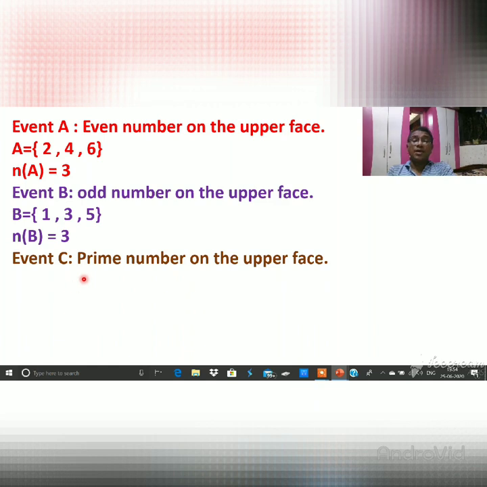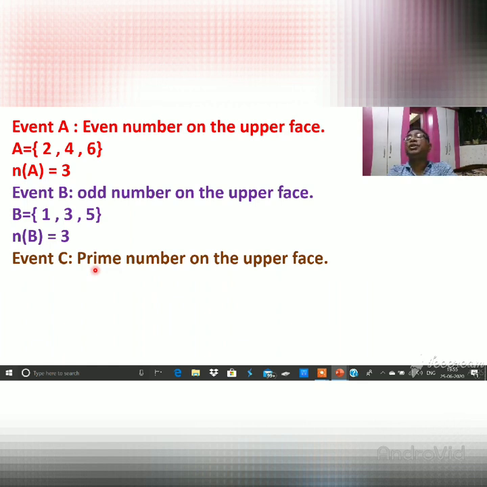So I want to explain this prime. What does prime mean? Prime means a number which is divisible by 1 and itself. That number is called a prime number. So 2 is a prime number, because 2 is divided by 1 and 2 is divided by 2. No other number divides it. So 2 is a prime number.